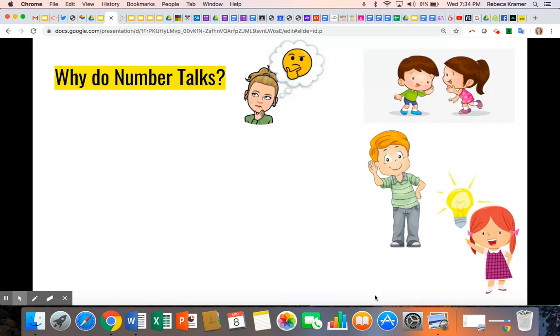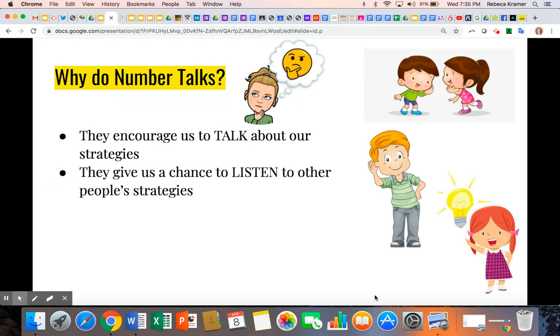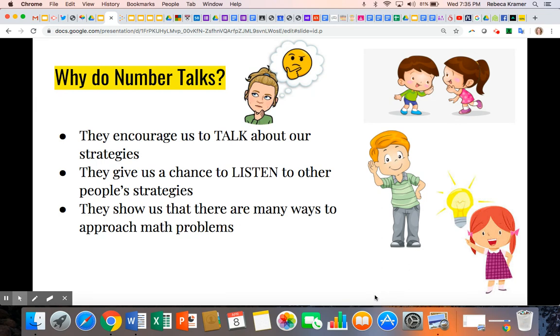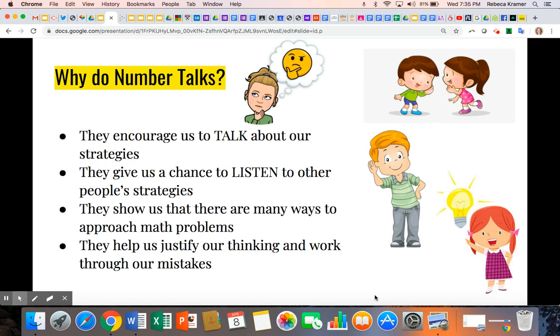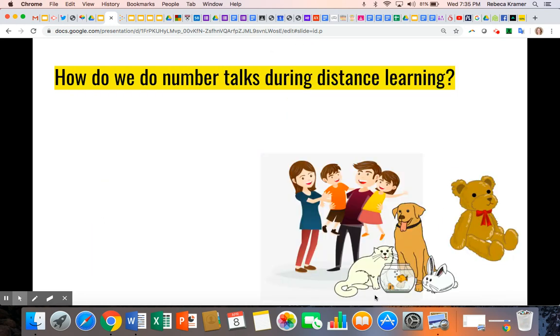I'm excited to do a number talk with an addition equation with you today. So, why do we do number talks? Well, they encourage us to talk about our strategies. They give us a chance to listen to other people's strategies. They show us that there are many ways to approach math problems, and they help us justify our thinking and work through our mistakes.